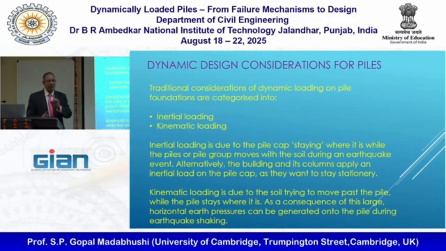So, the hint, the clue, is in the name. Kinematic loading comes because something wants to move and somebody is stopping it. Inertial loading comes because someone wants to move and the other fellow doesn't want to move. The building doesn't want to go, the piles want to go. Therefore, that is called inertial loading, as defined by Newton all those years ago.